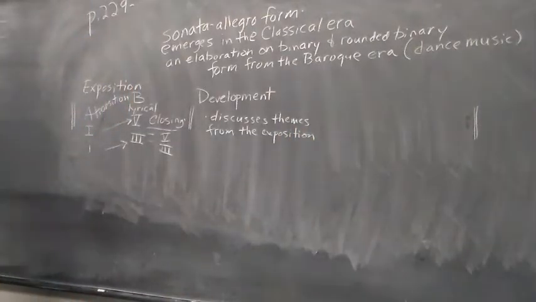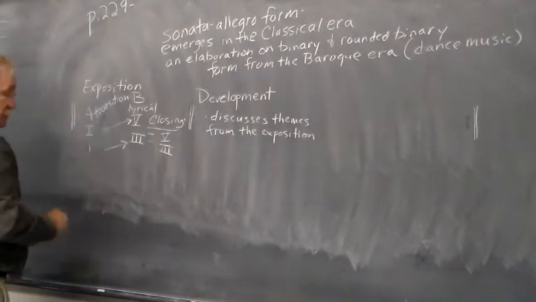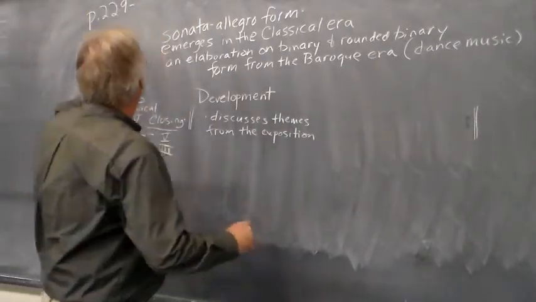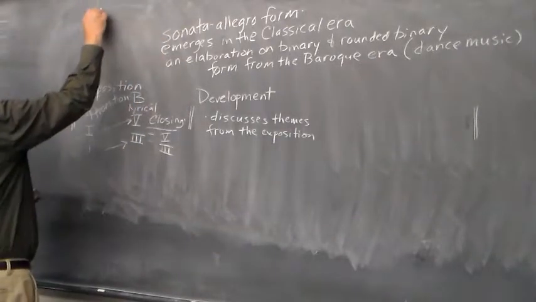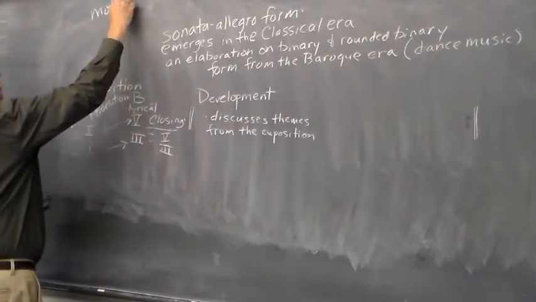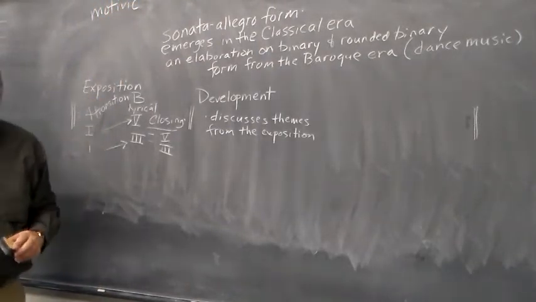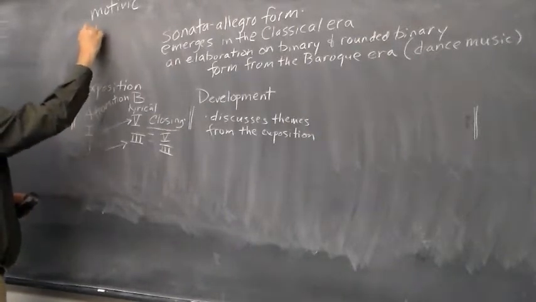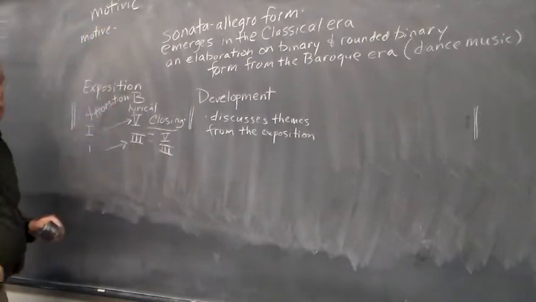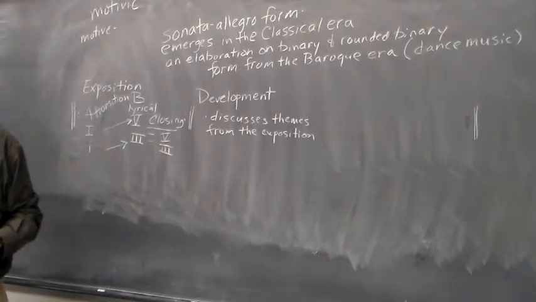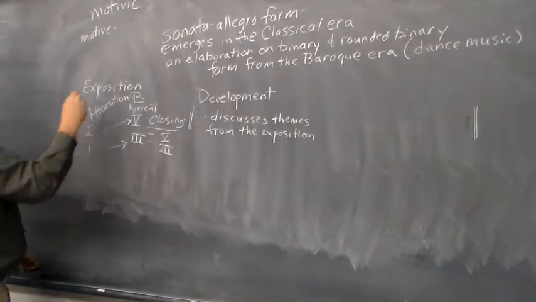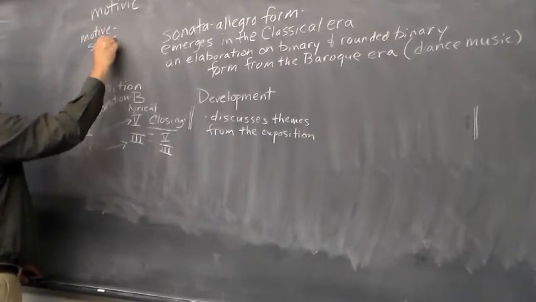So we'll use some different terms to describe what's happening. One of the terms that we'll use is motivic thematic development. Let's write that up here. A motive is a short thematic unit, something which is intended to be developed.